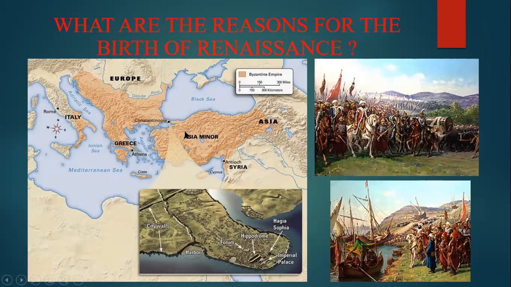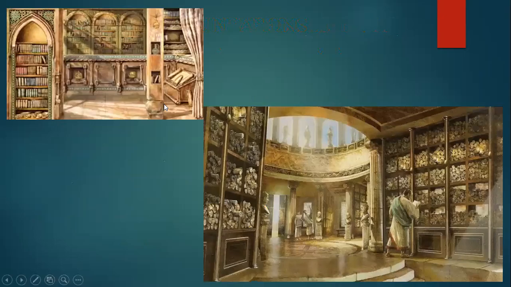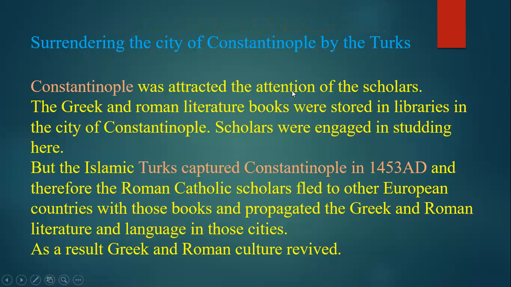Then what happened in 1453? They captured Constantinople. Then after capturing Constantinople, what happened? Constantinople had attracted the attention of the scholars. The Greek and Roman literature books were stored in libraries in the city of Constantinople. European scholars were engaged in studying there. All the Roman and Greek literary sources had been kept in libraries.